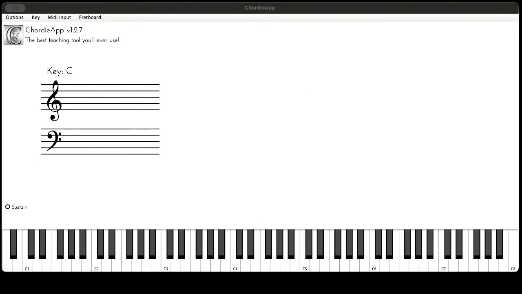Okay, I'll try it again in this key. Was able to get through the 12 bars without making any mistakes, without stopping. But I guess I'll still try once again. 1, 2, 3, 4.